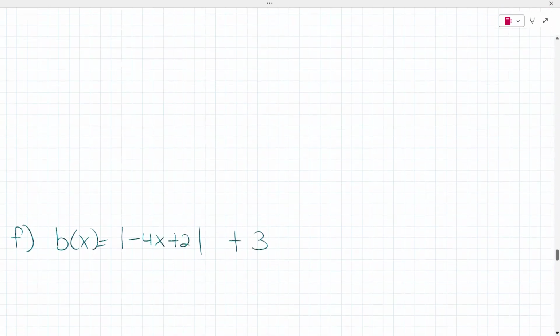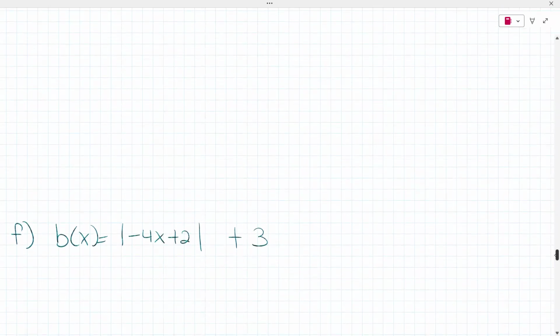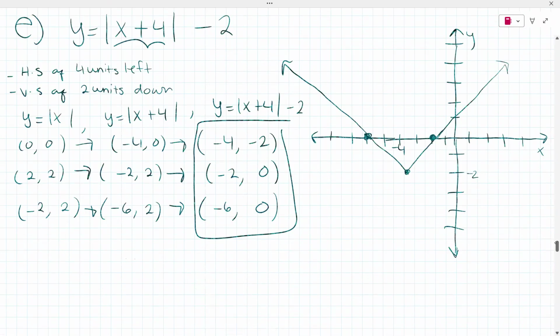What about this one? F. Oh, wait, I forgot to do the domain and range. So the domain is all real numbers. And then the range, what is my smallest y value? I believe my smallest y value is -2. And it's always included, so it's bracket -2. And then my highest y value is infinity. Okay.